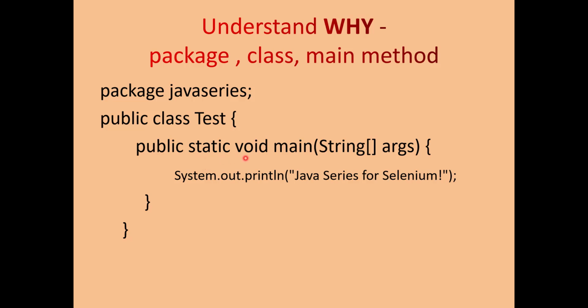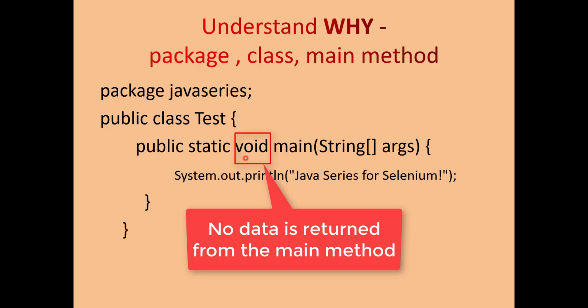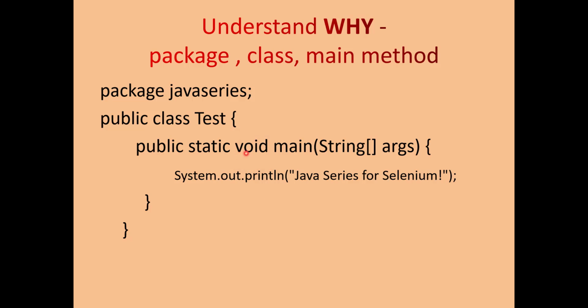Then void. Void is the return type. When you create any method in Java, that method can return a value. Okay, and in some cases it will not return anything. In that case, when a method is not going to return anything, we write void. So this is void as the return type of the main method.